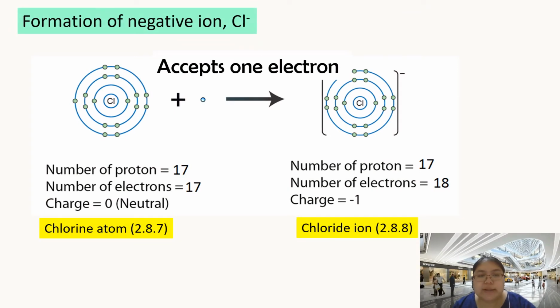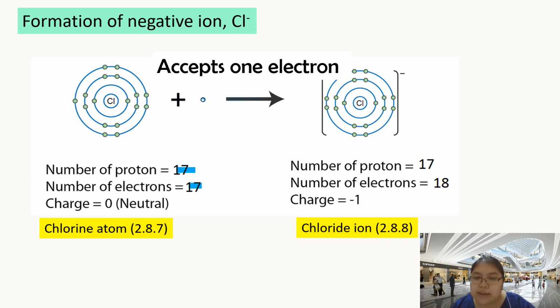Okay, then we're going to see how to form a negative ion for chlorine. Chlorine, when starting, has 17 as its proton number. The electron number is also 17, so the charge is 0. This one we call an atom of chlorine, so we write it 2, 8, 7. That means the third shell has 7 electrons.